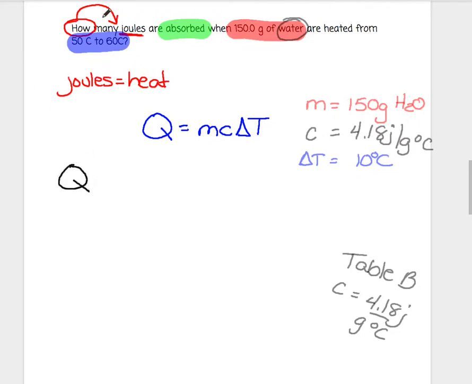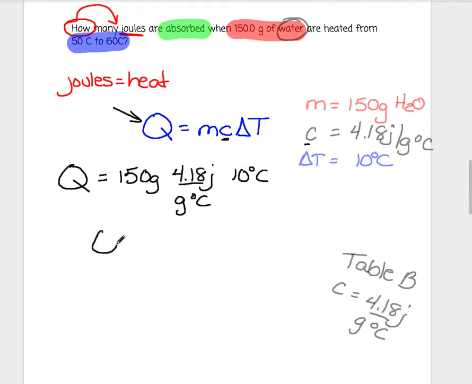Q is what I'm looking for. How many joules? And joules is Q. That's heat. Equals mass, 150 grams. My C, I have it right here, 4.18 joules per gram degree Celsius. And my change in temperature is 10 degrees Celsius. 150 times 4.18 times 10. Q equals 6,270 joules.